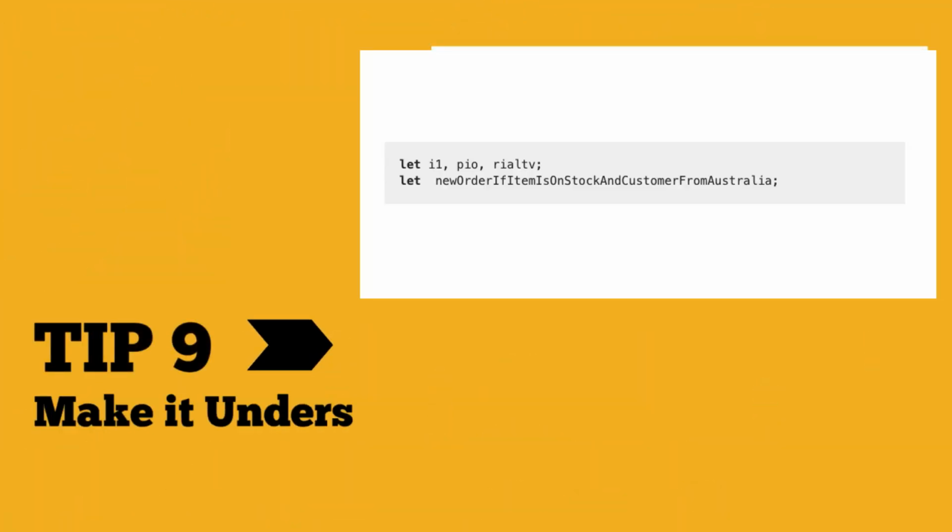9. Make it understandable. Names like IENA or PREAL TV would be bad variable names. Also, new order if item is on stock and customer from Australia is not really readable. Imagine reading code with these variables. You want to make your code understandable with short and meaningful names. A variable name should make sense. Imagine yourself as an artist, a writer. You want your story easy to follow.